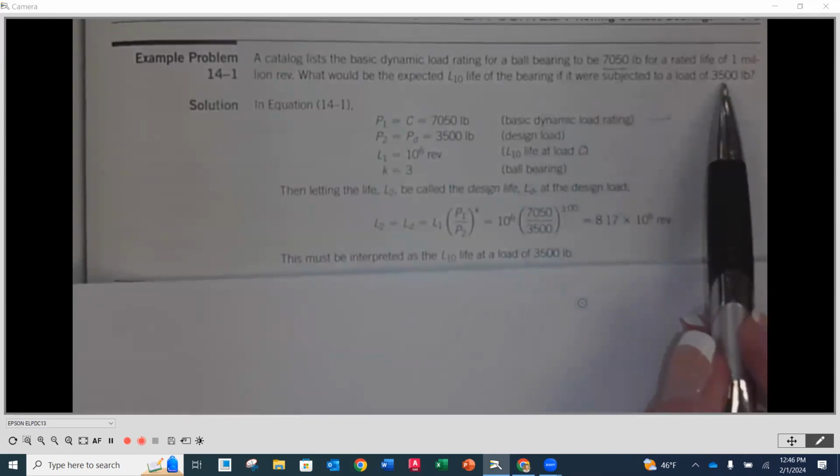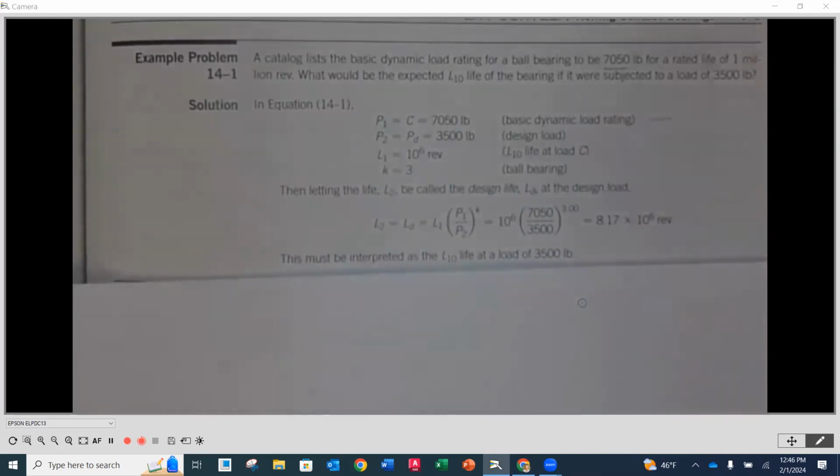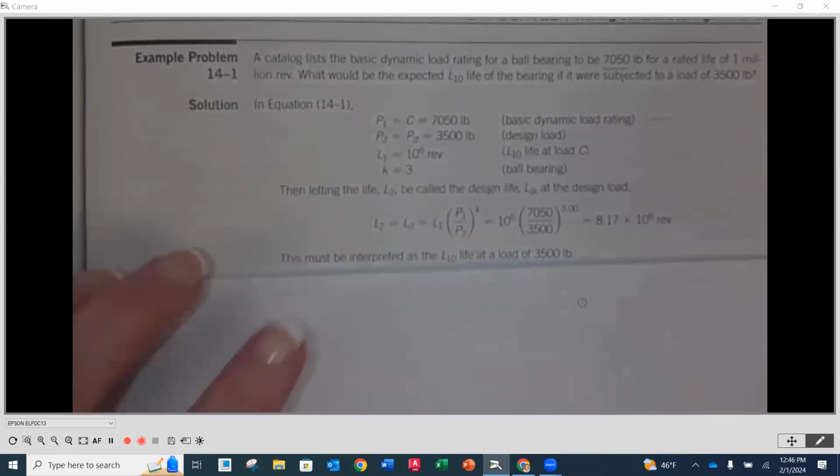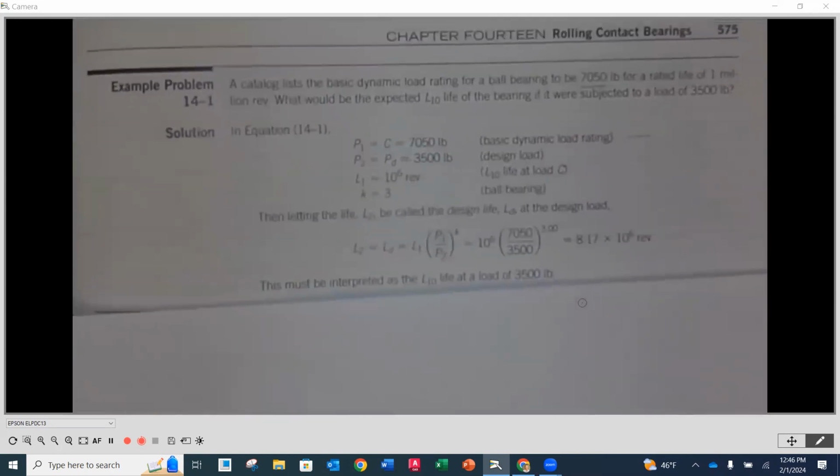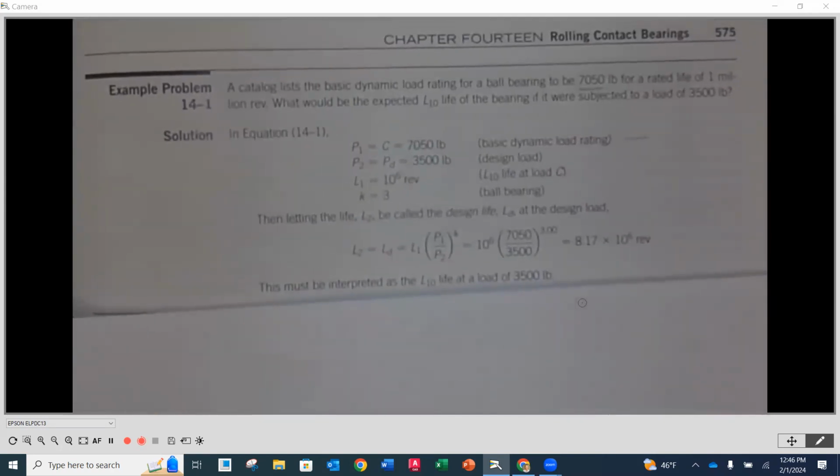What would it be if it would be subject to 3,500? So you'll notice that it's a lot less. We have 7,050 as our basic load rating, and that lines up with 1 million cycles out of that. But now if I'm going to reduce that to 3,500, what will be my life now? Okay. So let's figure out what variables we have here and what we're going to be using.